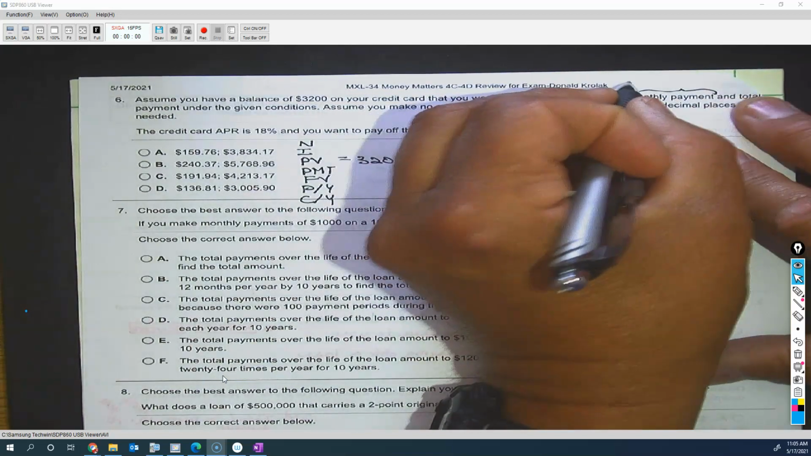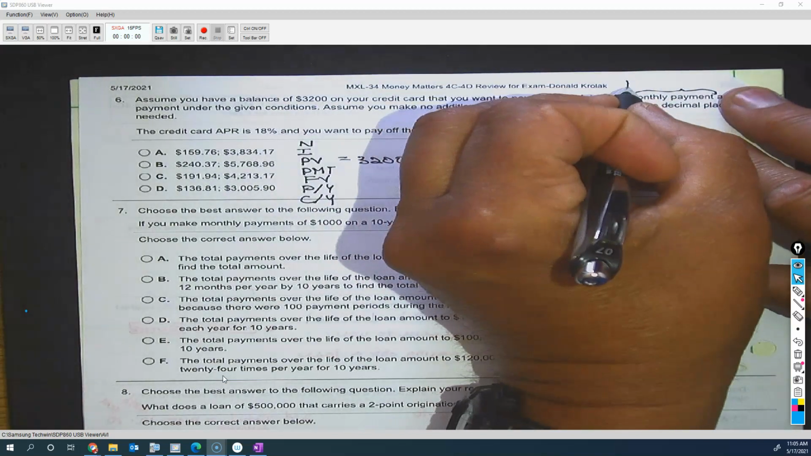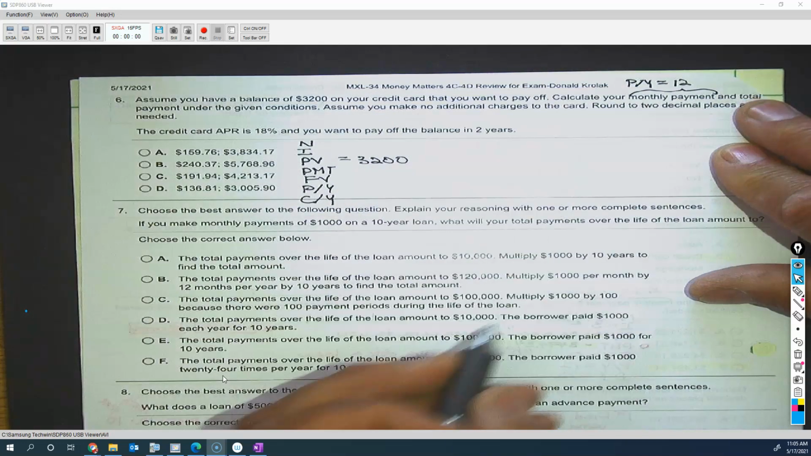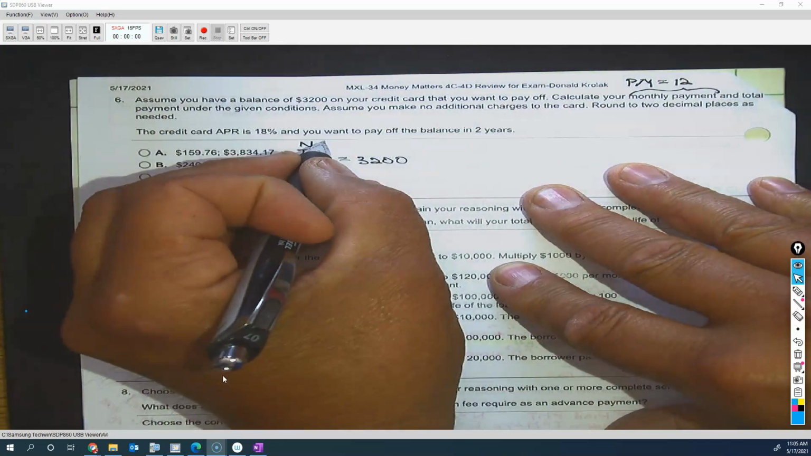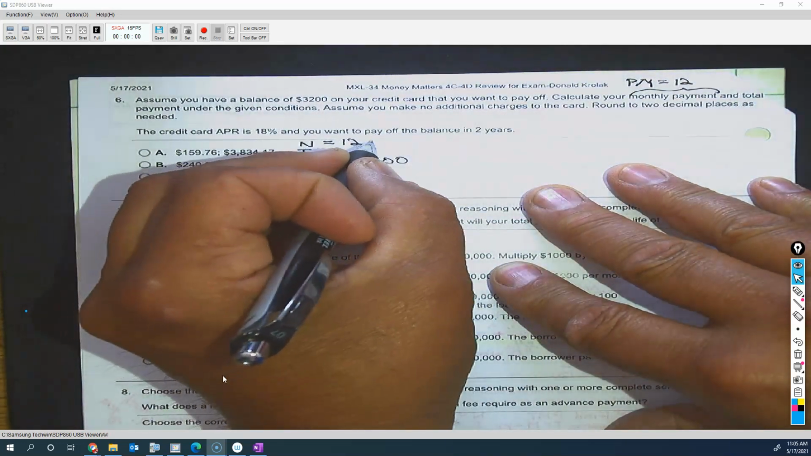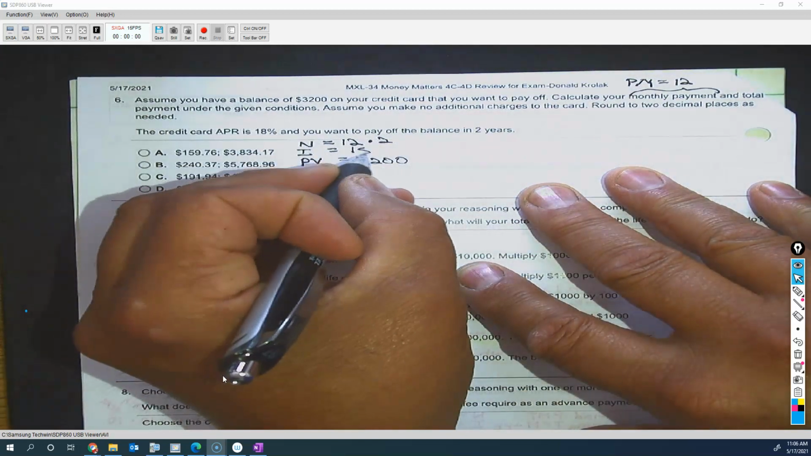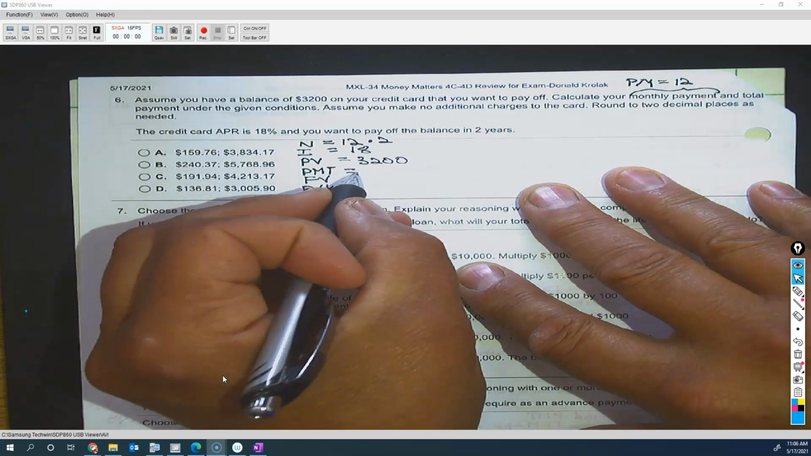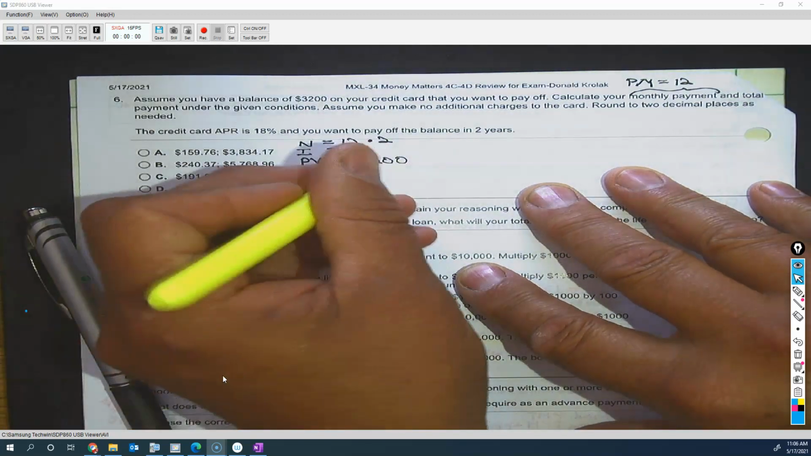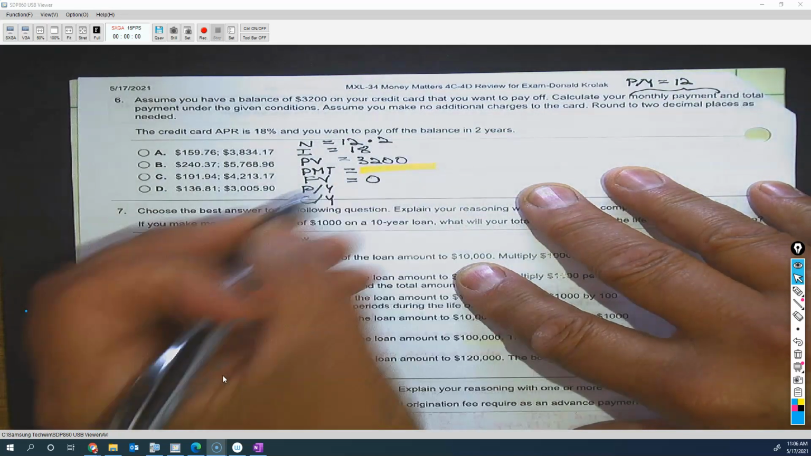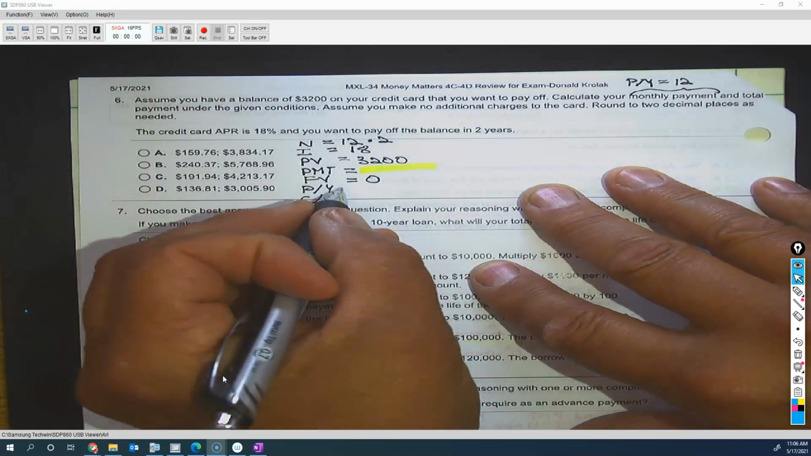Okay, so this right here tells you that P/Y is 12. And I want to pay it off in 2 years, so 12 times 2. Okay, we want to find out how much we pay to get out of debt. We want the future value to be 0 because we want to pay off the credit card.